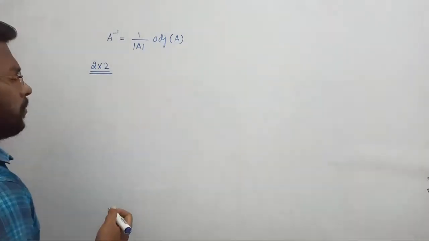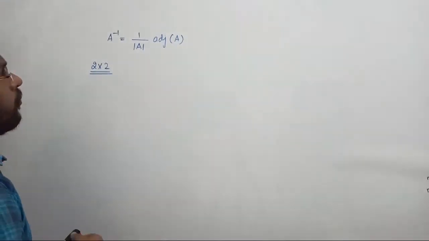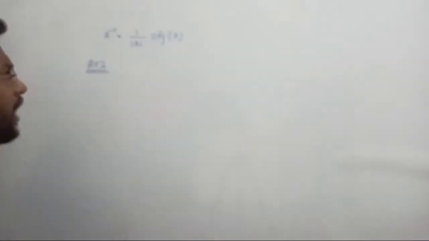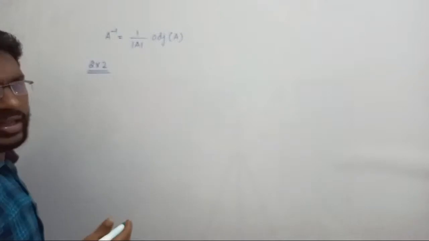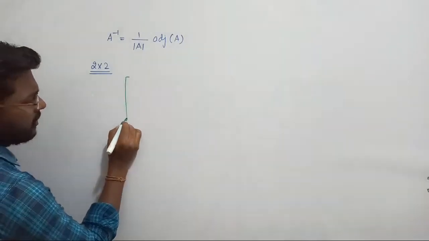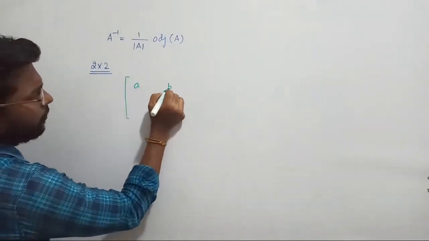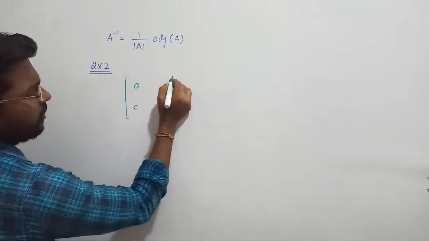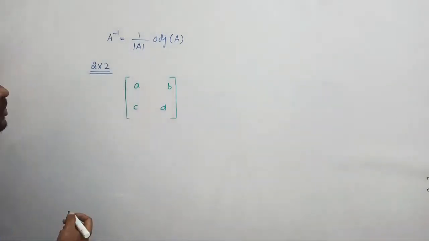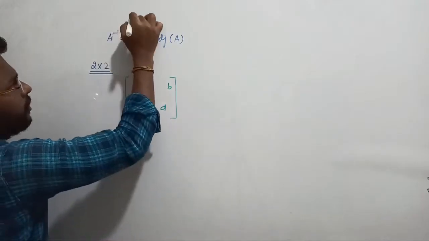Okay, fine. If you want to obtain the value of adjoint of A for the A inverse for the 2 cross 2 matrix, I already told you, there is a direct shortcut to obtain the 2 cross 2 matrix inverse, right? The procedure is, for example, a 2 cross 2 matrix is given as A, B, C, D. Now for this 2 cross 2 matrix, I would like to find out the value of A inverse.